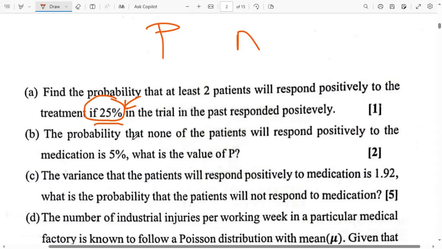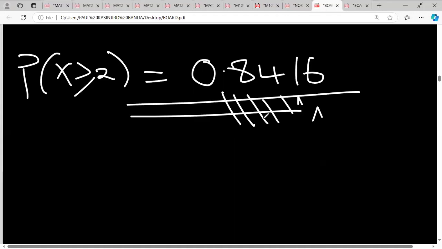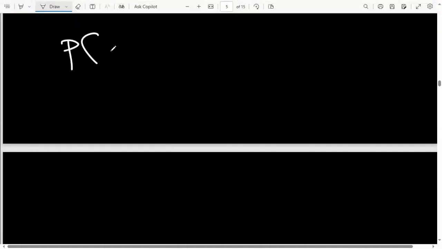Okay, and then B, they're saying the probability that none of the patients will respond positively to the medication is 5%. What is the value of P? In this case, you've not been given the probability of success; they want you to find it. They've given you the probability that none of the patients respond positively. Remember, we are using the binomial. So none means probability of 0, and we've been given 5%. Changed into decimals, it is 0.05.